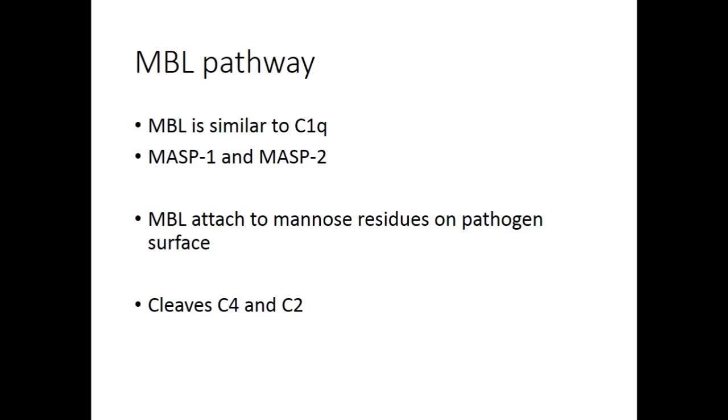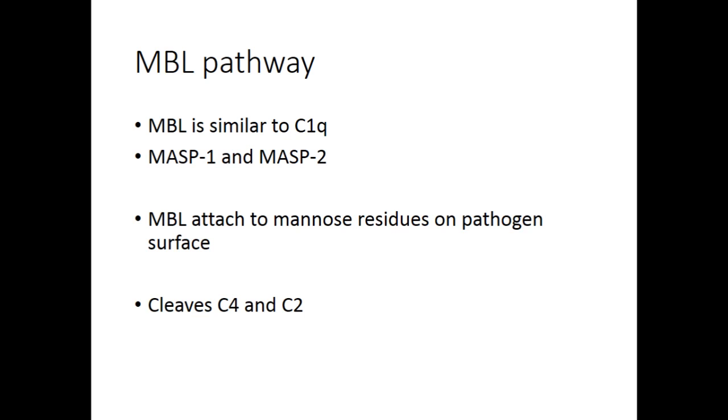Now we'll go to the MBL pathway. MBL pathway is very similar to the classical pathway. It is also called the mannose binding lectin pathway, or just the lectin pathway. In this, the MBL is a protein that is similar to C1q, and MASP1 and MASP2, that is, serine proteases 1 and 2, are like C1r and C1s.